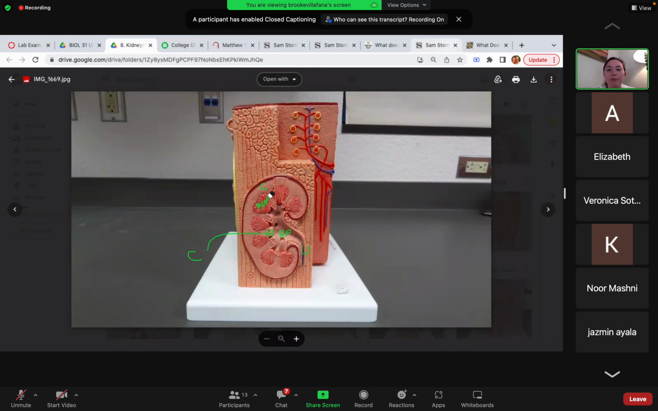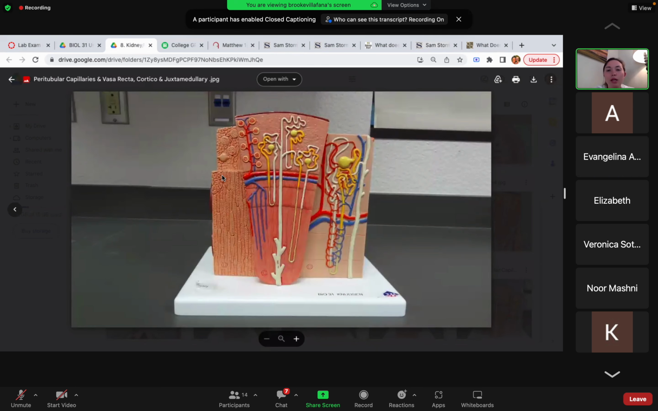So I'll show you that right now. Okay, so the part that we like to use pretty consistently every semester from this model on the test is this side. That's because it shows you the two types of nephrons really well, and it shows you the blood vessels that supply them. So again, this would be arcuate artery, arcuate vein. I'm going to label that.